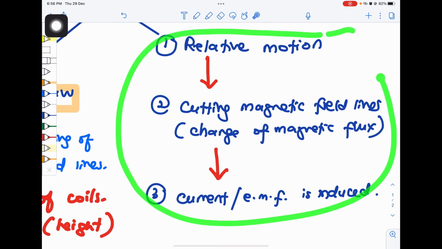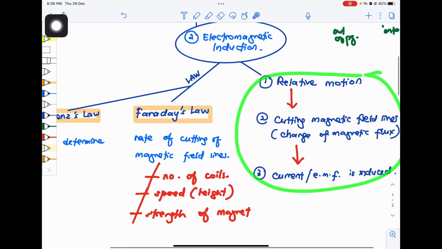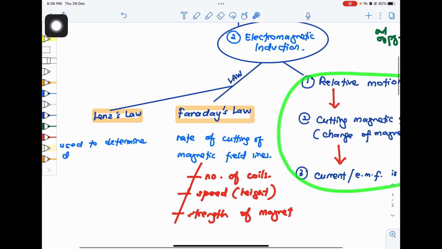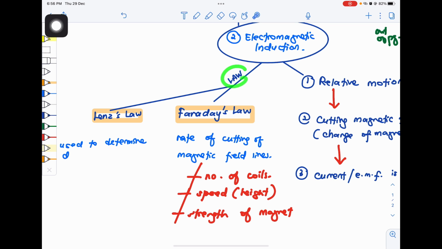That's all. Right. Now, in this topic, we also have 2 laws. The first law is Faraday's law. Faraday's law talks about the rate of cutting of magnetic field lines. What are the factors? First, number of coils. 2, speed.